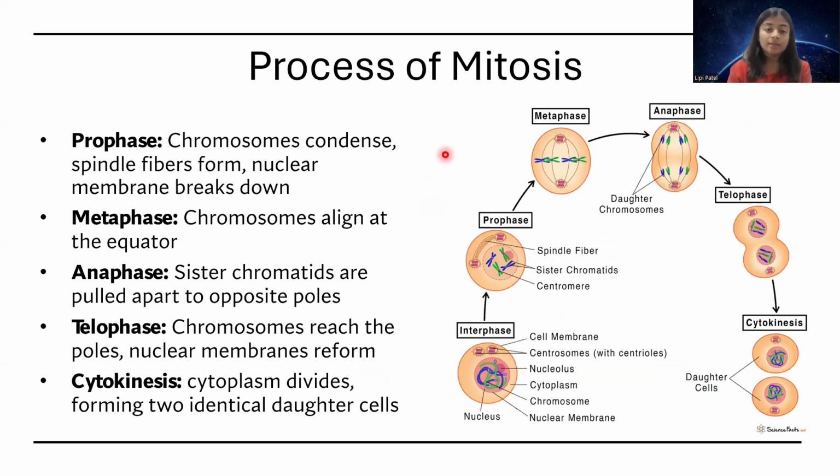Now let's understand the process of mitosis. First step is prophase, which means the very initial step. It is often separated into early prophase and late prophase, but for now it's okay if you just understand it as a complete process of just prophase. In prophase, chromosomes condense, spindle fibers form, and nuclear membrane breaks down.